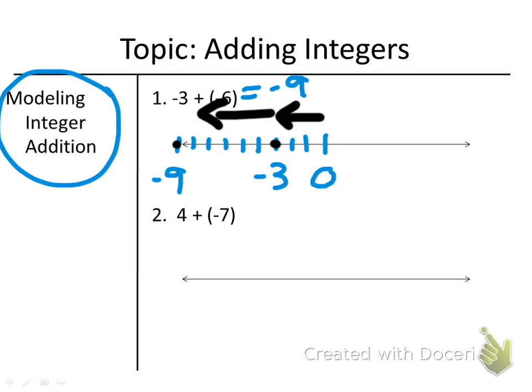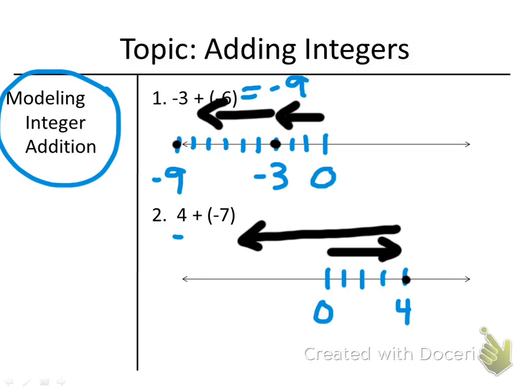Number 2, we have the problem 4 plus -7. I'm going to start at 0, go to 4, 1, 2, 3, 4. And then I'm going to add a -7. Well, -7's to the left, so I'm actually going to go 7 to the left. So let's count. 1, 2, 3, 4, 5, 6, 7, and I'm at -3. So the answer is -3.